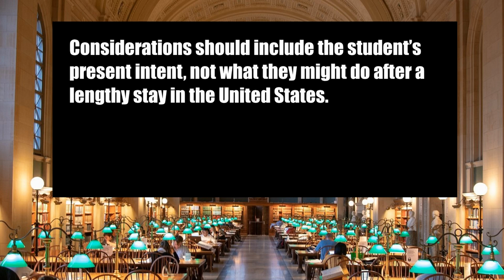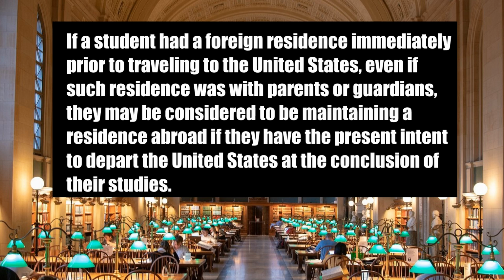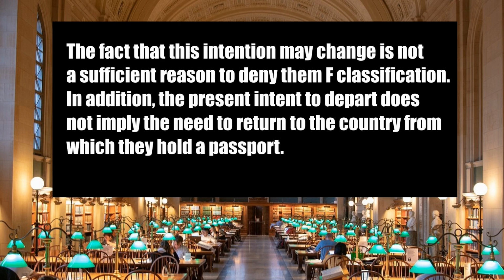Considerations should include the student's present intent, not what they might do after a lengthy stay in the United States. If a student had a foreign residence immediately prior to traveling to the United States, even if such residence was with parents or guardians, they may be considered to be maintaining a residence abroad if they have the present intent to depart the United States at the conclusion of their studies. The fact that this intention may change is not a sufficient reason to deny them F classification.